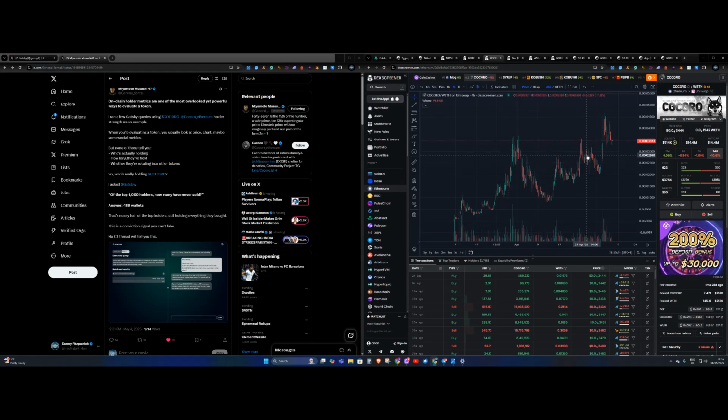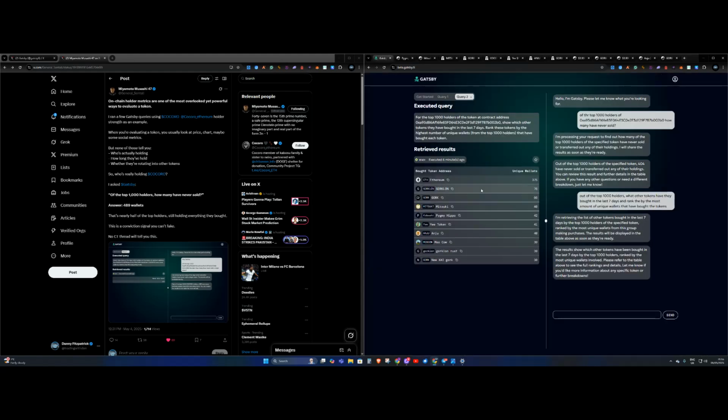So if you can find those other tokens that a lot of those wallets are buying, then it is definitely a pretty good way to find potential winners. Because, like I said, to try and find this information yourself, the other tokens that the top holders of another token are buying, and then how many of those unique wallets are buying a token.